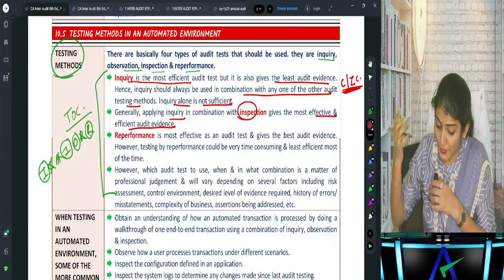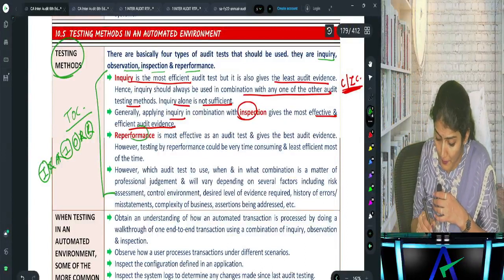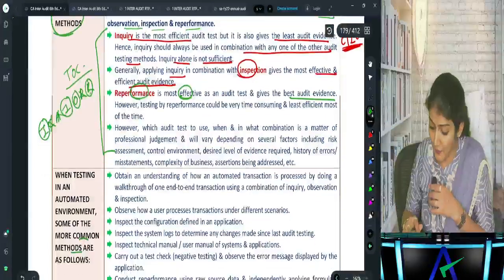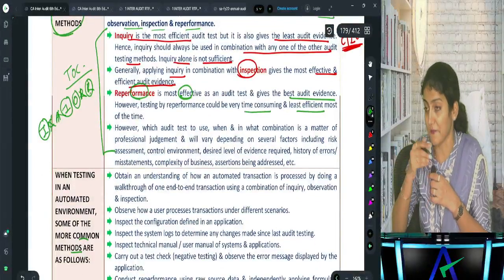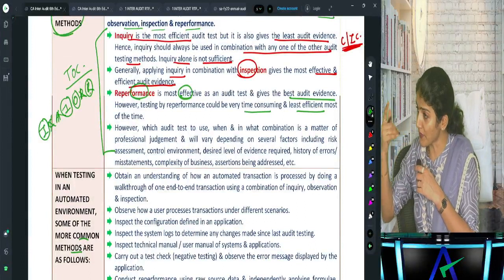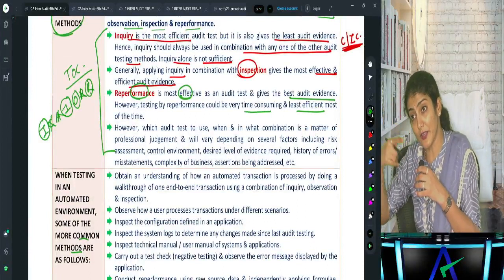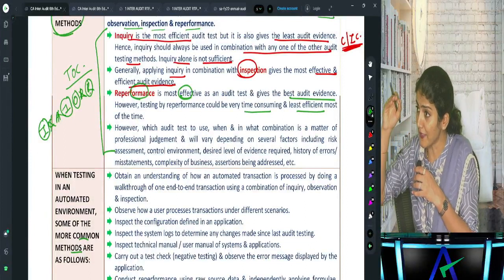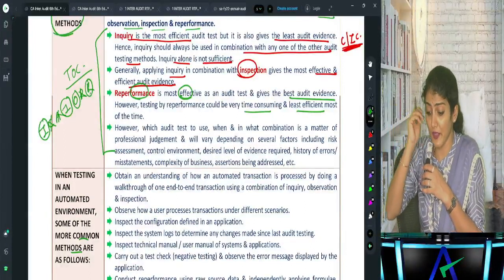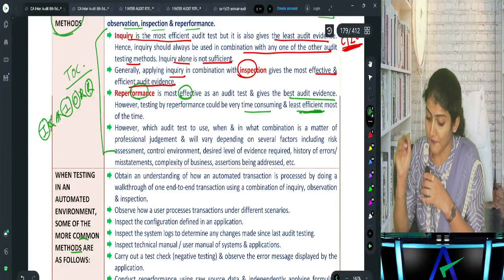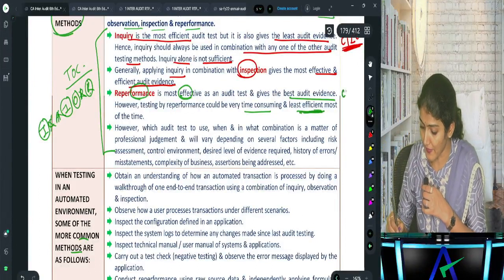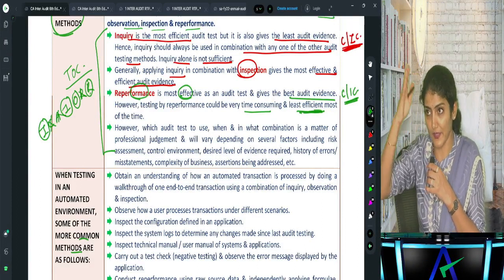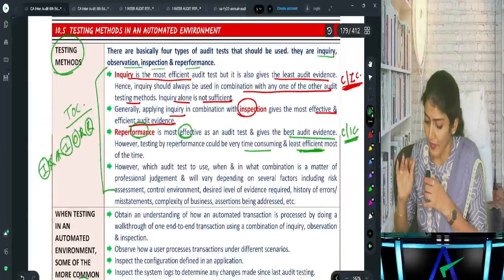Then what is most effective? Reperformance is most effective and it gives you the best evidence. But what is the problem? It is very time consuming and least efficient. Reperformance means that you do the control testing again. You reperform the control. It is the most effective and you get the best evidence. But what is the problem? It is time consuming and it is least efficient. Right? So again, this is another story for the correct and correct. Are you understanding? So inquiry, inspection, observation and reperformance, right?